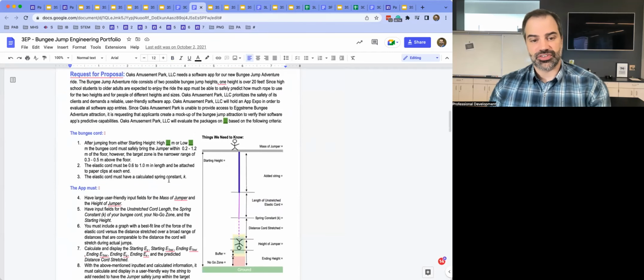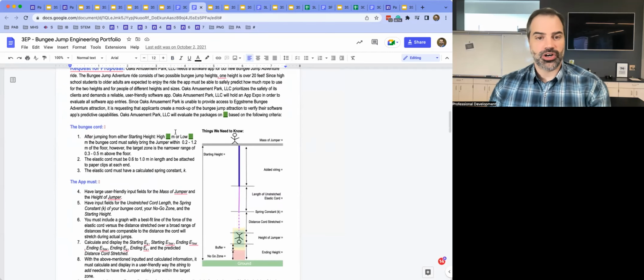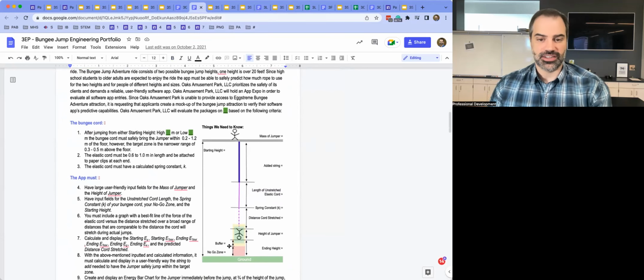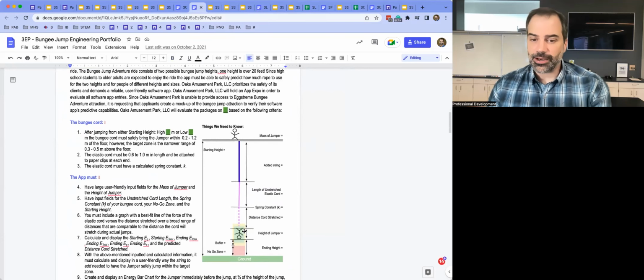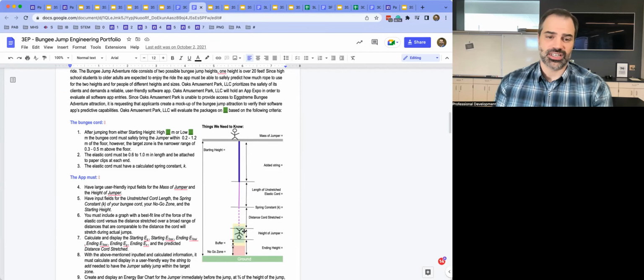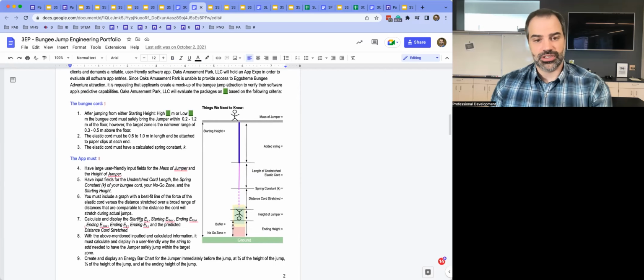And then there's a lot of things for the bungee cord. It needs to be able to, you would fill these in for your school. That's why there are these green input spots. And it has to be a certain length, and there's a target zone. It's not a competition to get closest to the floor. That does not set students up for success, so we choose not to do that.